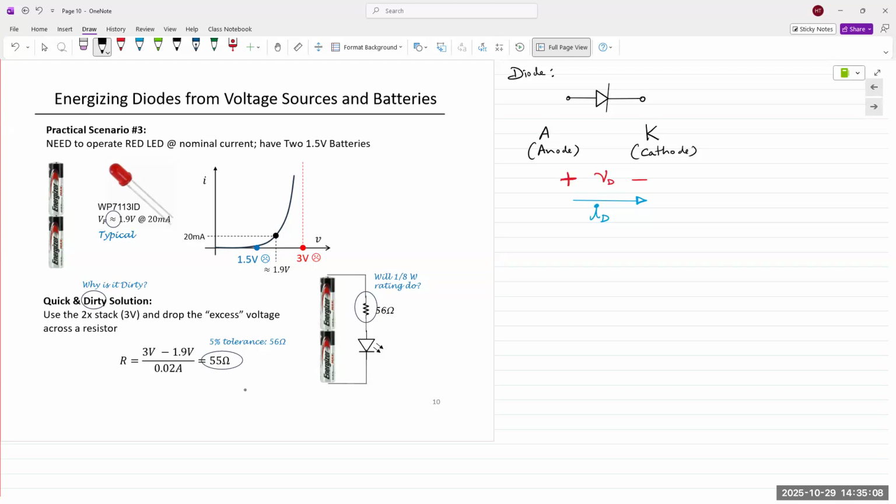Okay, so if we look at this example, if we are given the specs for this LED, so given specs are that the diode requires 0.9 volts to 1.9 volts to turn on, and a maximum of 20 milliamps of current flowing through it. The diode characteristics look like this.